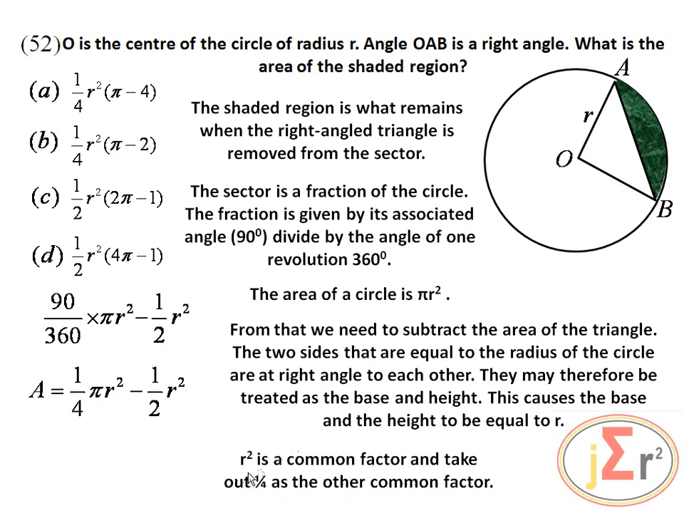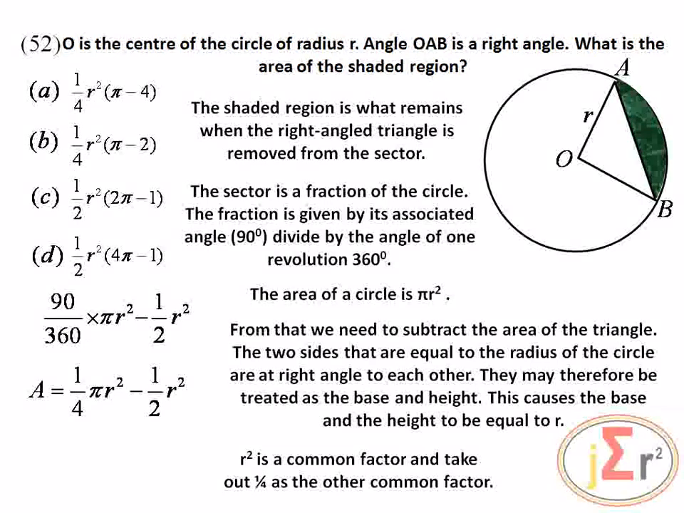R squared is common. So we may take the r squared as a common factor, and we may also take a quarter as the other common factor. So we need to factorize this. We see right here that we have a quarter r squared, a quarter r squared, a half, and so on. So we are sure that we need to factor one of those fractions out. We are opting on this occasion to take out a quarter.